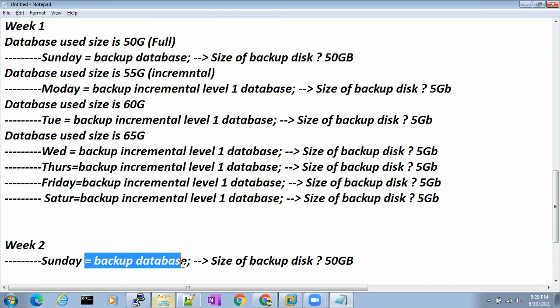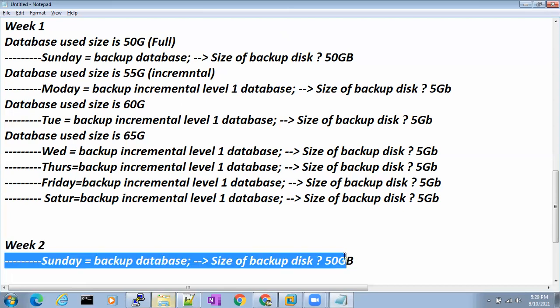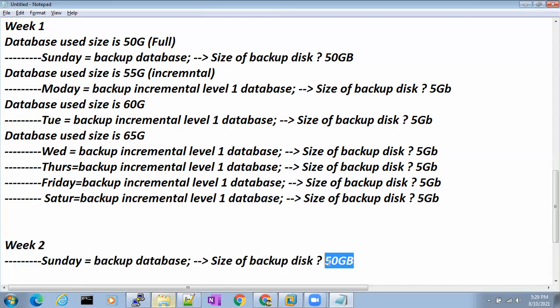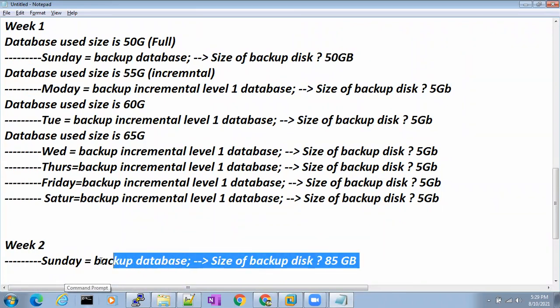What happens after the Sunday full backup? For example, what will be the size of the backup now? After 65, how many changes happened? 5 means 20. 20 plus 65, 75, 85. Now Sunday full backup will be 85 GB. Okay. Now this backup is 50 GB. So from week 1 to week 2, how much GB changes happened? 35 GB changes happened. So it will take full backup on a Sunday.